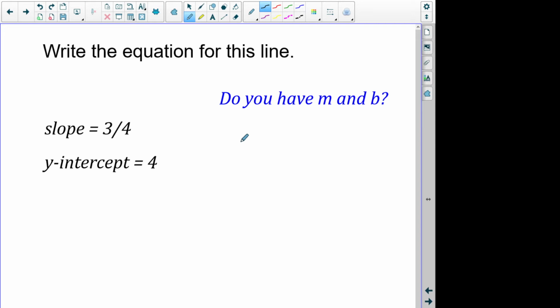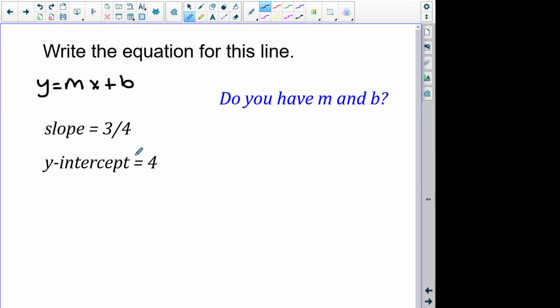So when we are asked to write an equation for a line, I'm trying to put it in this y equals mx plus b format, slope-intercept form. The x and y are just the variables, m is the slope, and b is the y-intercept.